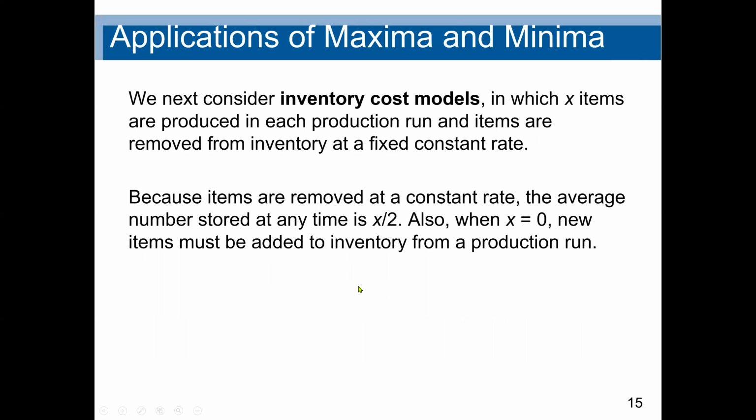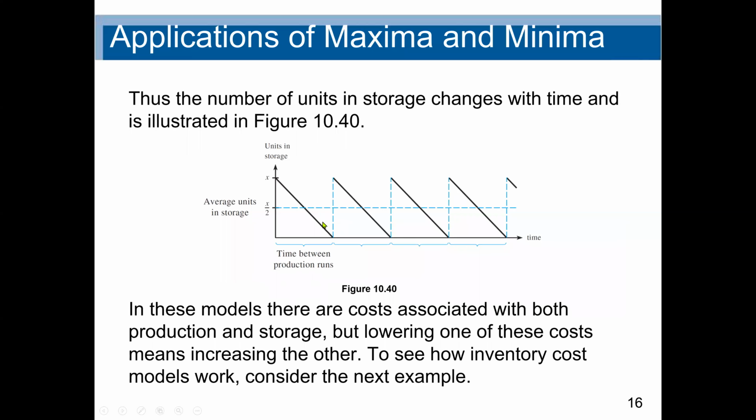So the number of units in storage changes with time, as we can see. In this model, there are costs associated with both production and storage. But lowering one of these costs means increasing the other. To see how inventory cost models work, we should consider the next example.